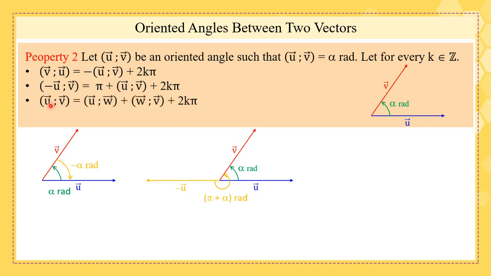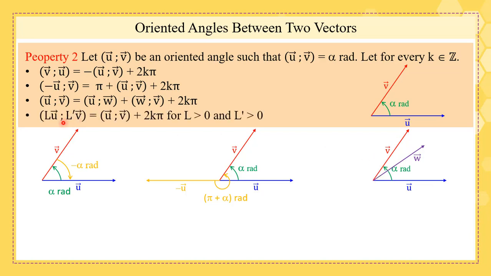Now, (U,V) is the same as (U,W) plus (W,V). This is what we call Chasles's rule. You know it from before in vectors. Let's also see it. This is U, this is V, this is alpha. We can see from here that a measure of (U,V) is the same as a measure of (U,W) plus a measure of (W,V).